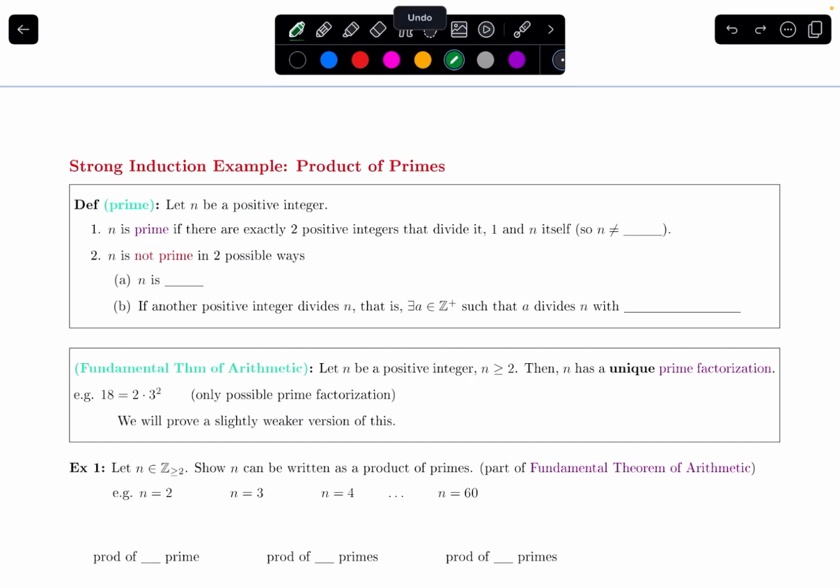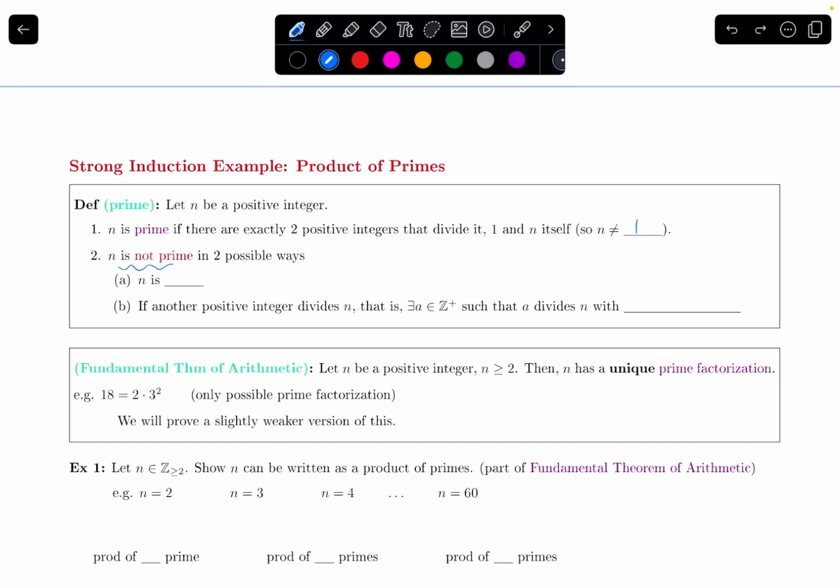We say that n is prime if there are exactly two positive integers that divide it, 1 and n itself. So there's got to be exactly two positive integers that divide it. One of the things that means is that it rules out 1. n cannot be equal to 1 because the only positive integer that divides it is 1. But there's got to be two distinct positive integers that divide it.